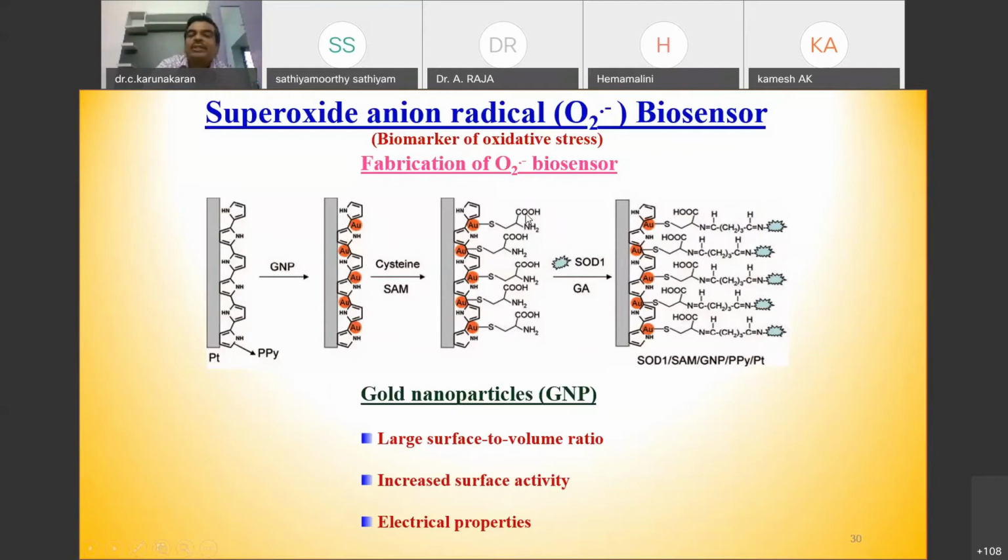Cysteine forms a self-assembled monolayer, and this amine group couples with the glutaraldehyde, and this glutaraldehyde in turn couples with the amine group of the enzyme. So we have used the coupling agent glutaraldehyde here, a bioconjugating agent. Why have we used gold nanoparticles? I have given the reasons here.